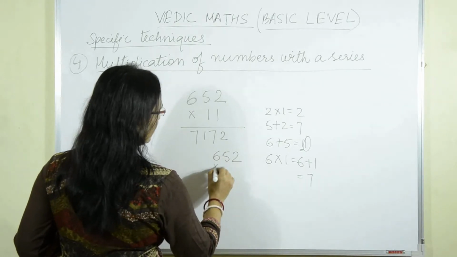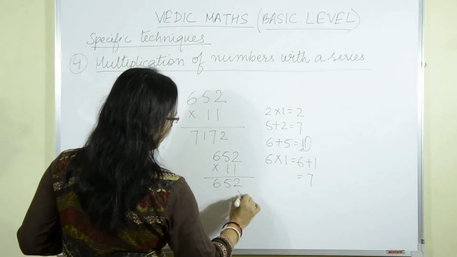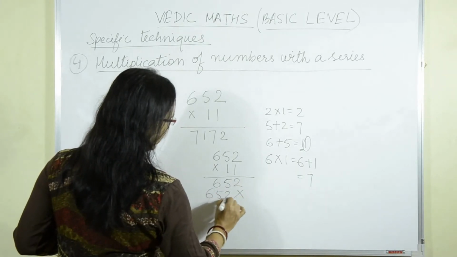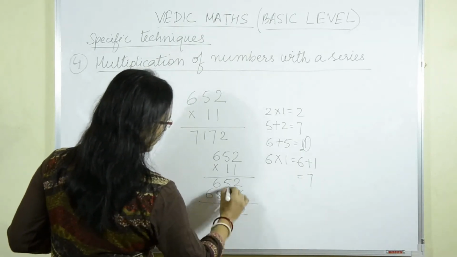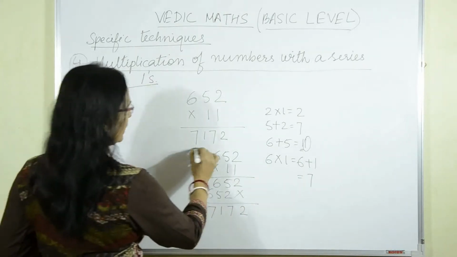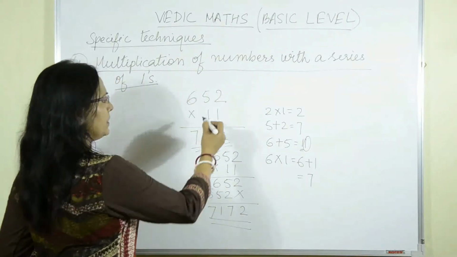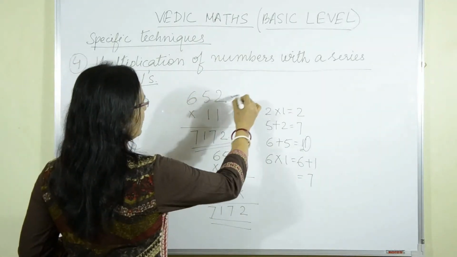Now let us check this as well. 652 into 11. If we do it in the general rule, 652. Again we have 652. So 2, 7, 11 and 7. So we can see this answer and this answer is the same. So this is how we do it for a 3-digit number.